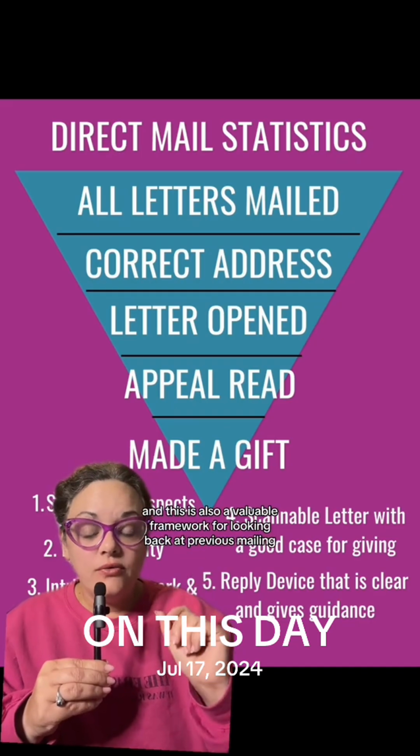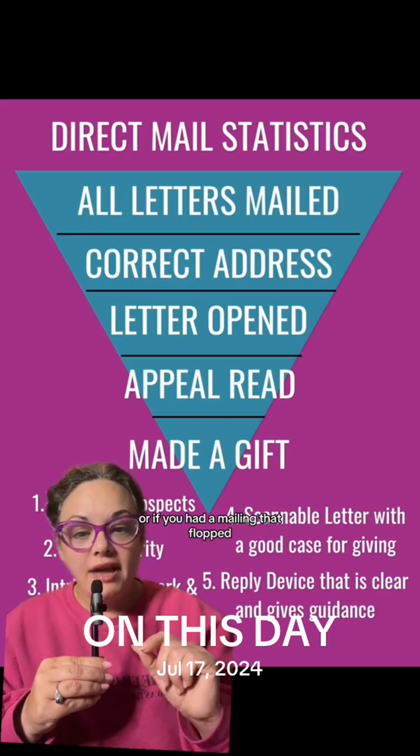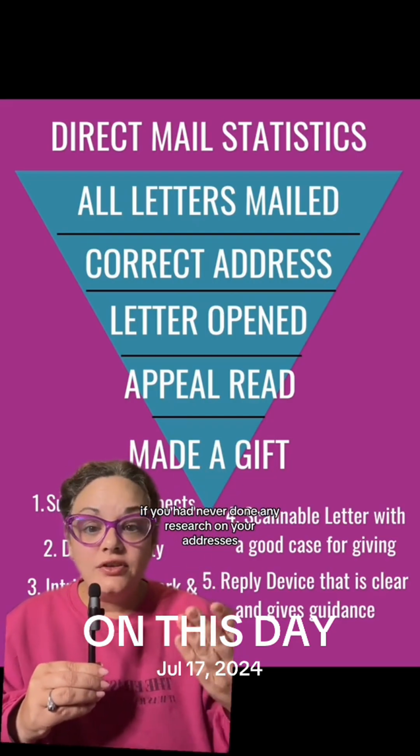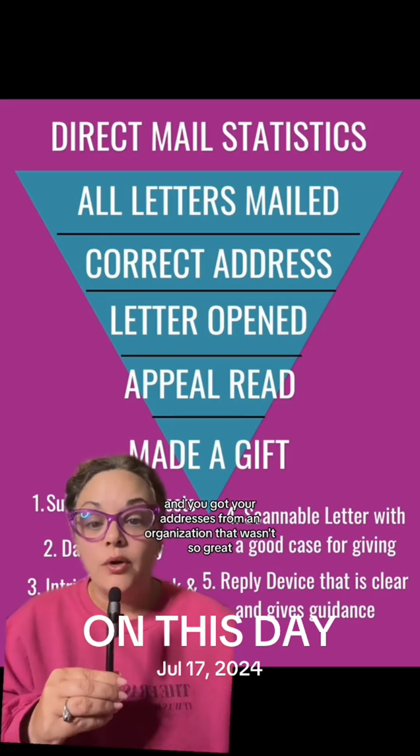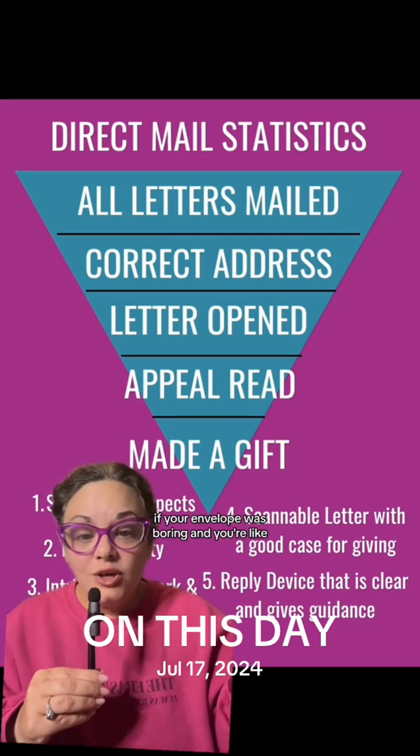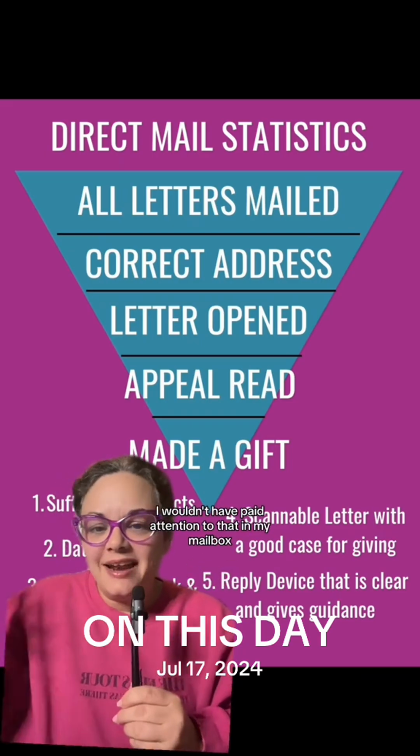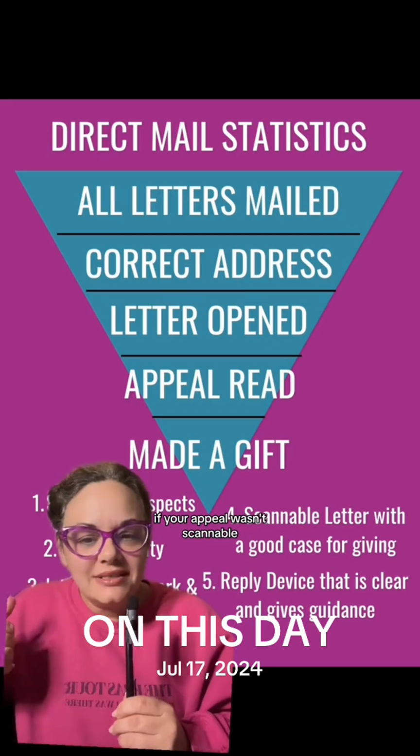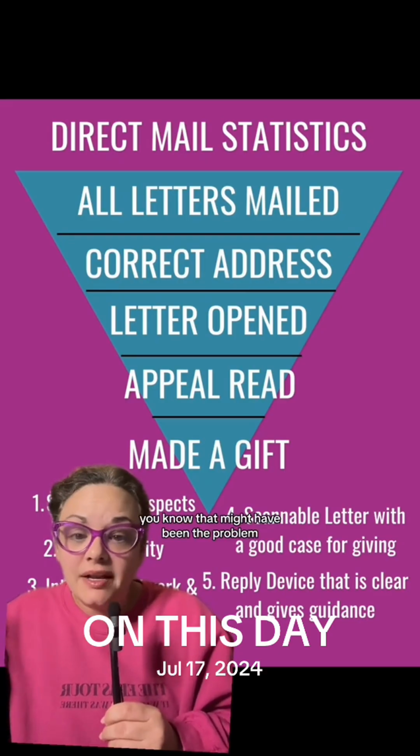And this is also a valuable framework for looking back at previous mailings and seeing where they maybe could have been better. Or if you had a mailing that flopped, you can kind of go through these and try to identify the reason. If you had never done any research on your addresses and you got your addresses from an organization that wasn't so great with making sure everything was formatted well, maybe it was that step. If your envelope was boring and you're like, oh yeah, you pull it out of your archives and you're like, I wouldn't have paid attention to that in my mailbox, then you know you need to do something a little snazzier next time. If your appeal wasn't scannable and it just looked like big blocks of paragraphs of text, you know that might have been the problem.